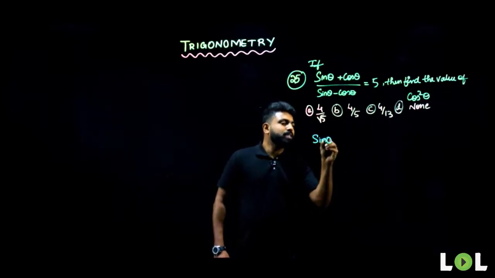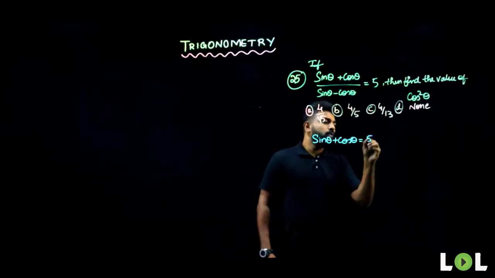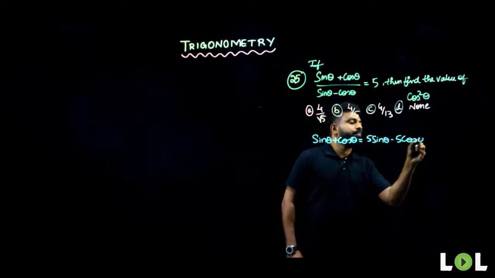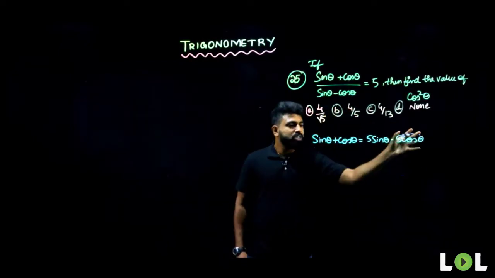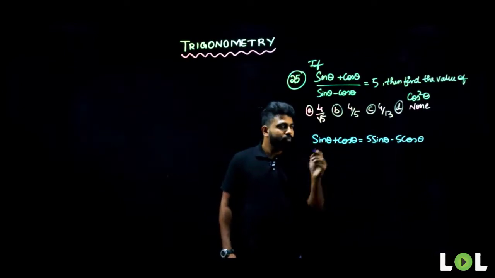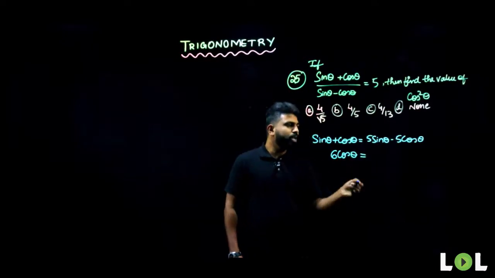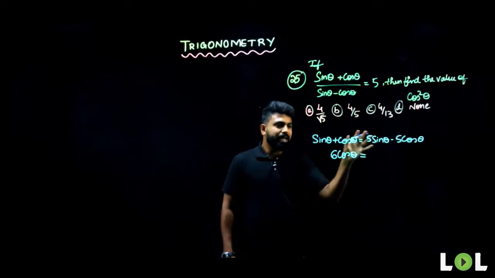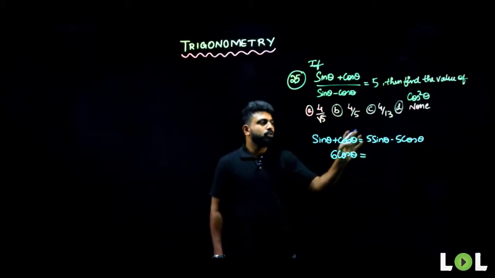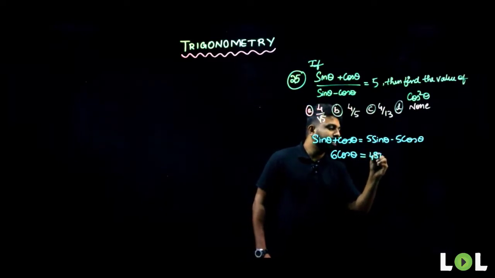I'll be left with sine theta plus cos theta is equal to 5 sine theta minus 5 cos theta. Now, if I take this minus 5 cos theta to the other side, it will become plus 5 cos theta. So, we already have one cos theta here, so it will be 6 cos theta. That will be equivalent to the 5 sin theta we have on the right hand side. If I take this sin theta to the other side, it will become minus sin theta. So 5 sin theta minus sin theta will be 4 sin theta.